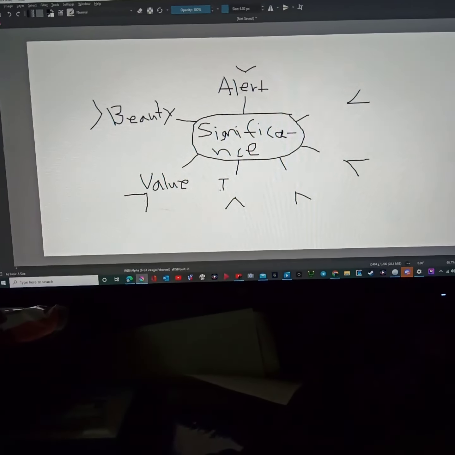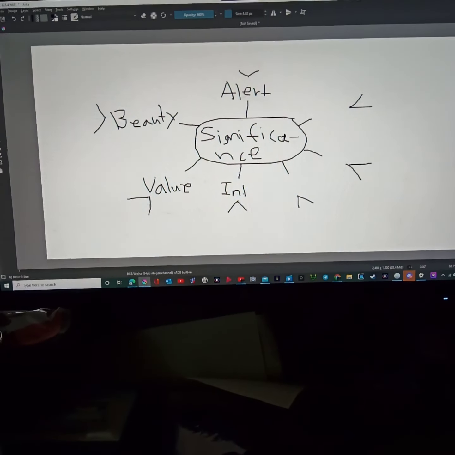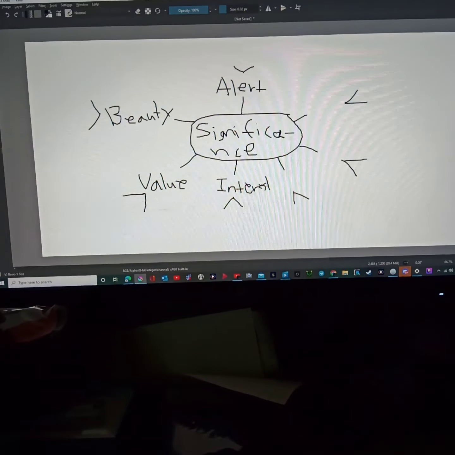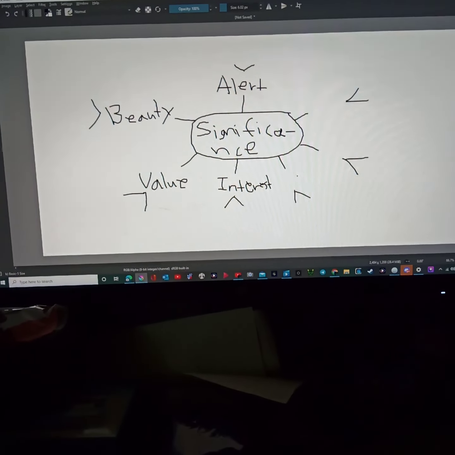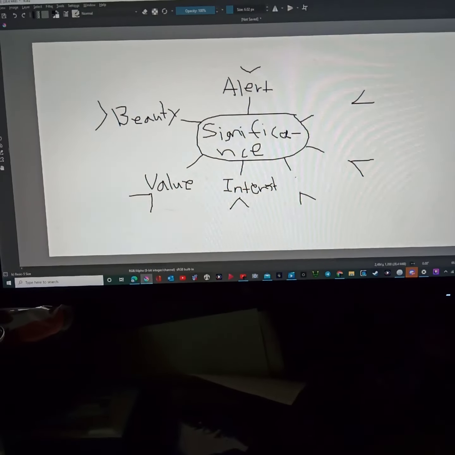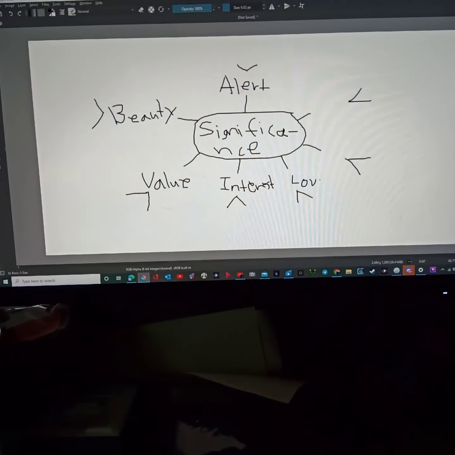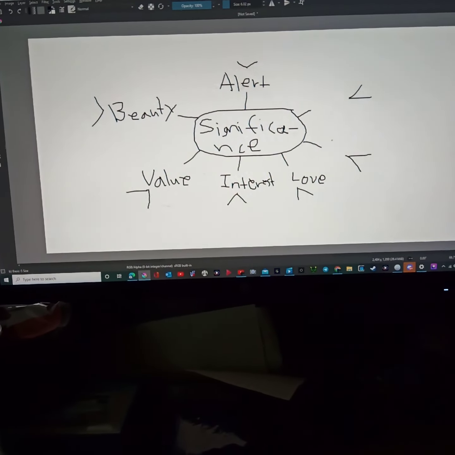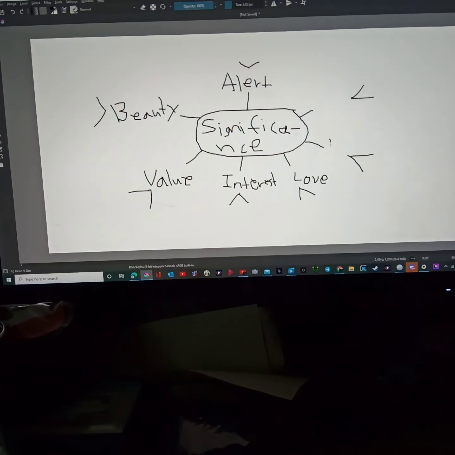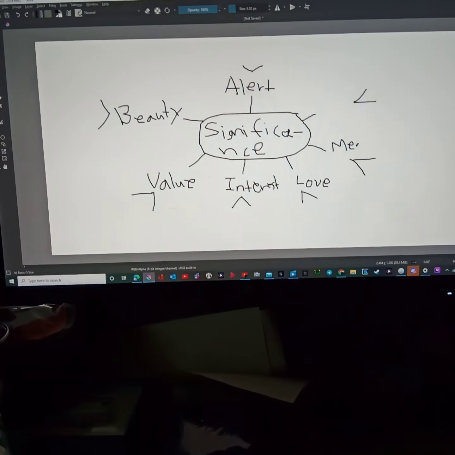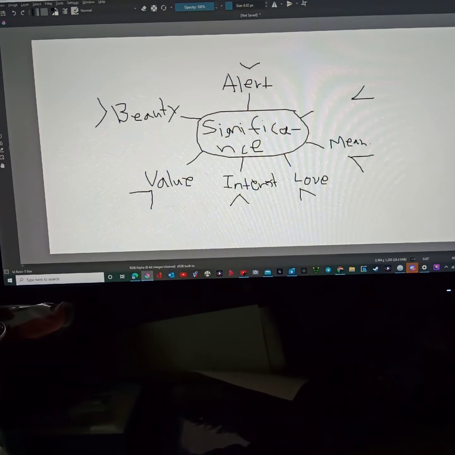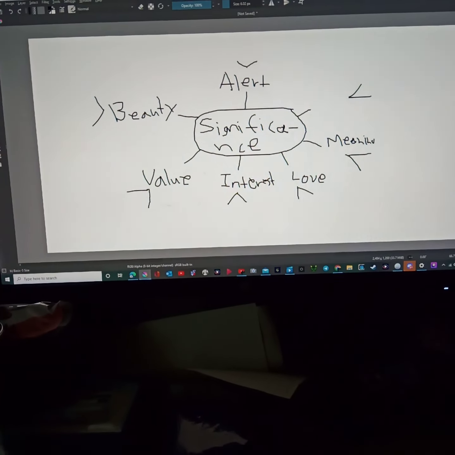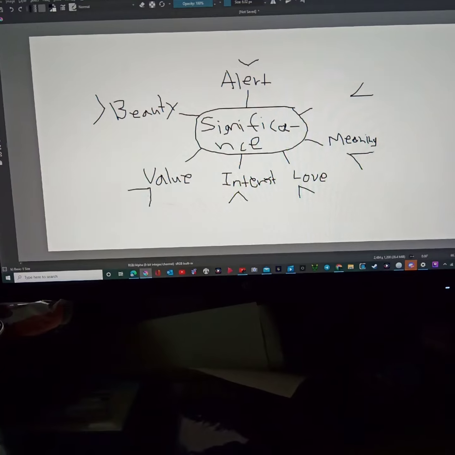interest, I think. It could be the same thing, unfortunately, but we'll work with it. Number 5 is going to be love. Then we've got meaning. Well, I actually dropped that off, but I'll put it in. We'll find meaning, and I'll just spin that a little further.